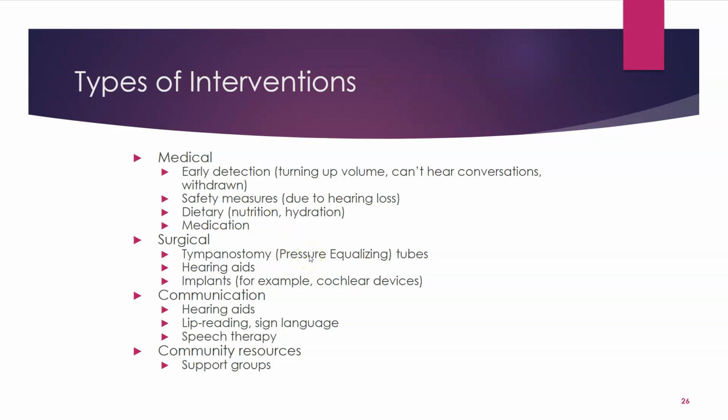Can do surgical interventions with this one, so PE tubes or tympanostomies. We've talked about that for otitis media. Might need hearing aids or cochlear devices. Communicating devices, so hearing aids like we talked about up here. You might do lip reading, sign language, or speech therapy with this, and then provide them with community resources such as support groups.